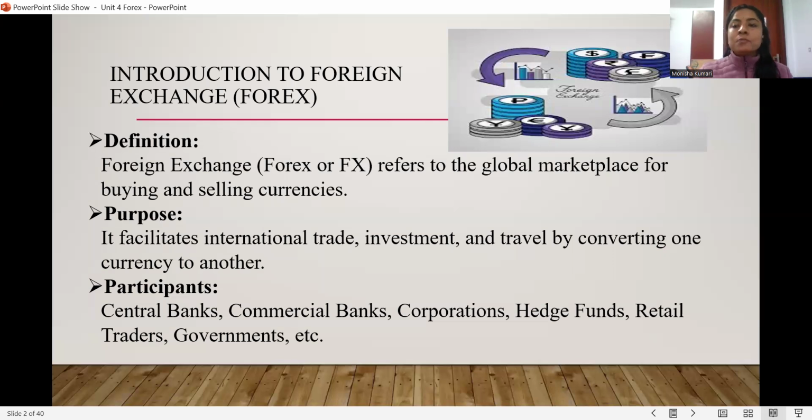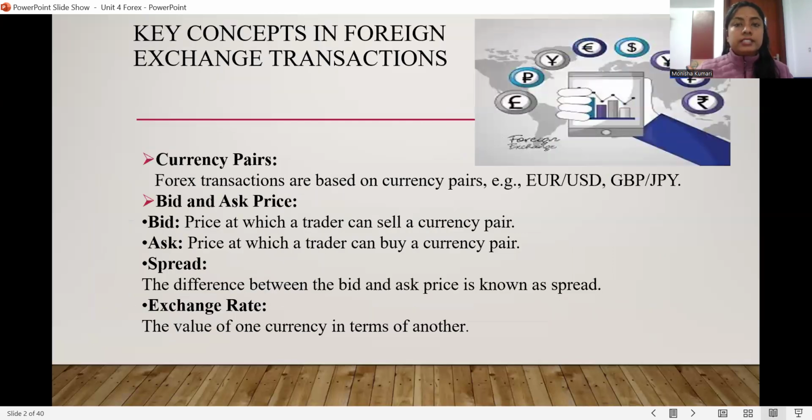country. So, various participants are also there for doing this foreign exchange transaction, like the central bank, the commercial bank, retail traders, or the government. Various concepts are also there in foreign exchange transactions, like we need to pair the currencies, like dollar with euro, or yen with pound, or euro with USD.